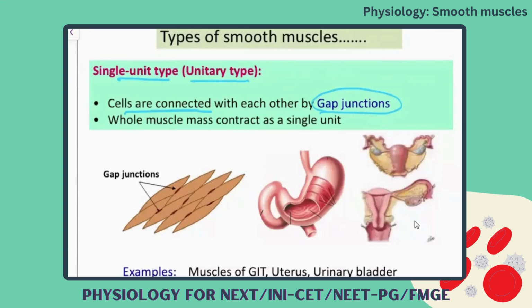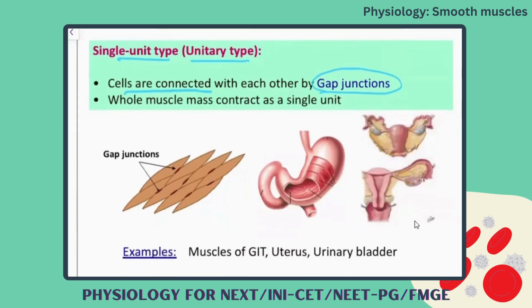If there is a mutation in the connexin protein, what condition will you encounter? Charcot-Marie-Tooth disease. Okay. Why Charcot-Marie-Tooth disease? It is a condition which gives symptoms all over our body parts because the gap junctions are present all over the smooth muscles. So that is the reason why the symptoms are seen all over the body parts.